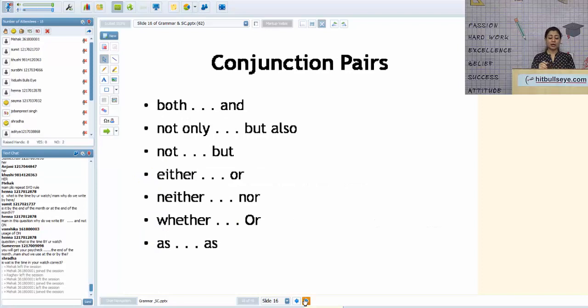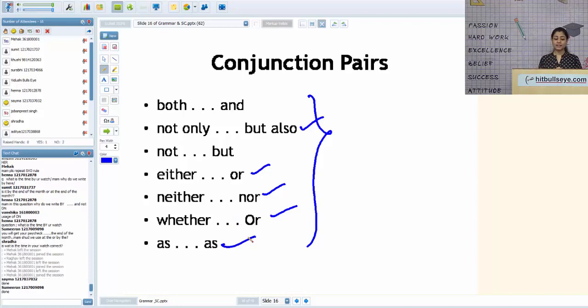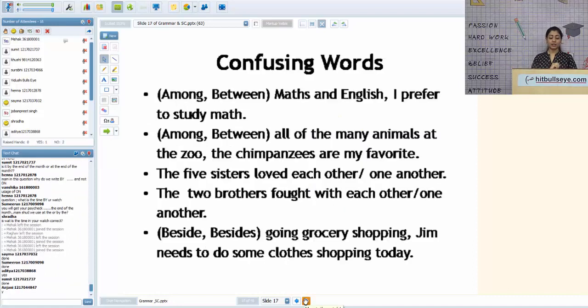Now let us look at a couple of conjunction pairs. I'm going to give you guys a couple of minutes. Let's take about 30 seconds, quickly note down these conjunction pairs which always exist together. So we have seen examples for most of these. We just saw an example for not only but also, either or, neither nor we had already seen, whether you want A or you want B. So this is also done. As long as, I hope you guys are done. Let's move on. Perfect. Okay.